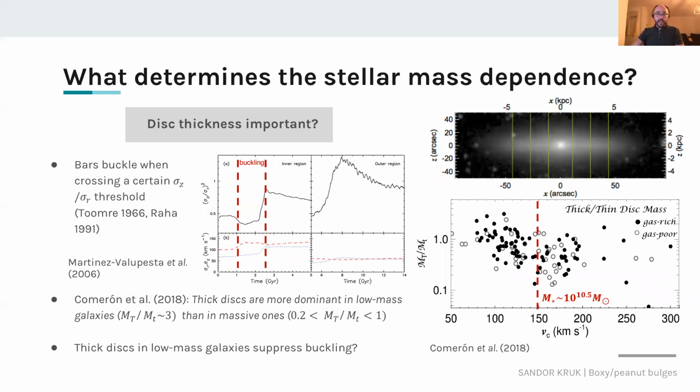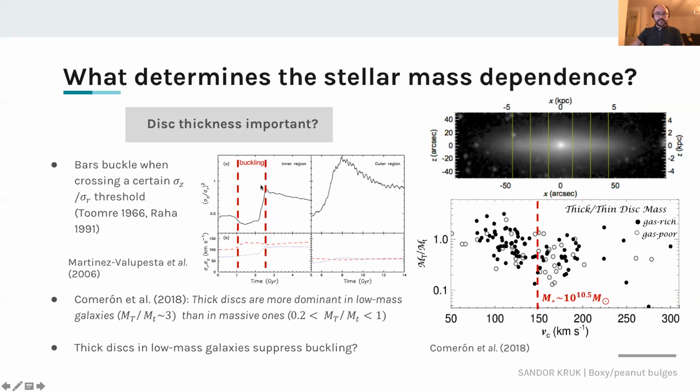One possibility could be that the formation of the BP bulge is related to the thickness of galaxies. The thickness of a galaxy, with respect to its size, is related to the ratio of the vertical to radial velocity dispersion in a galaxy. And this is relevant since the buckling instability is thought to occur when this ratio crosses a certain threshold. Simulations show that following bar formation, the radial velocity dispersion increases, and if this ratio drops below a certain threshold, bar buckling occurs, which increases the velocity dispersion in the vertical direction and causes the galaxy to puff up.